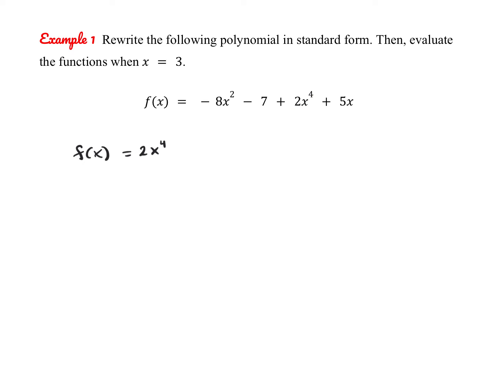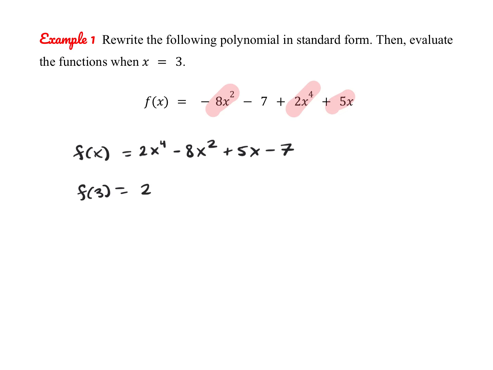The next highest degree, maybe I'll cross them off as we go, is the squared term. So this squared term is negative, so we have to keep that negative. It's negative 8x squared. The next highest is just my x term, so I say plus 5x, and then my last term is my constant, which is minus 7. So this is in standard form, and now I'm going to evaluate the function at 3.